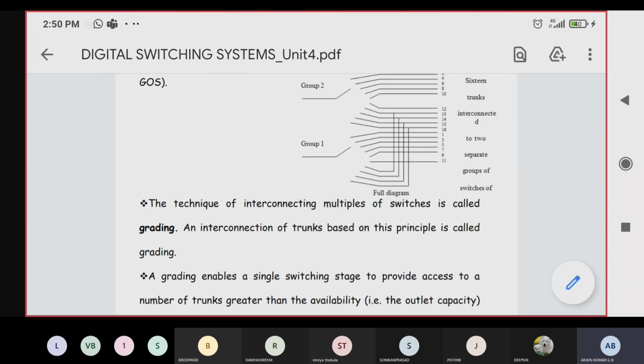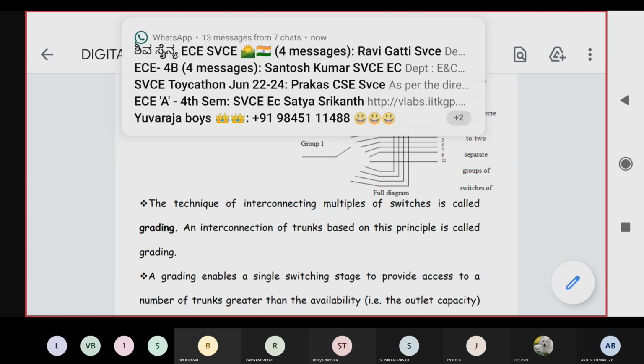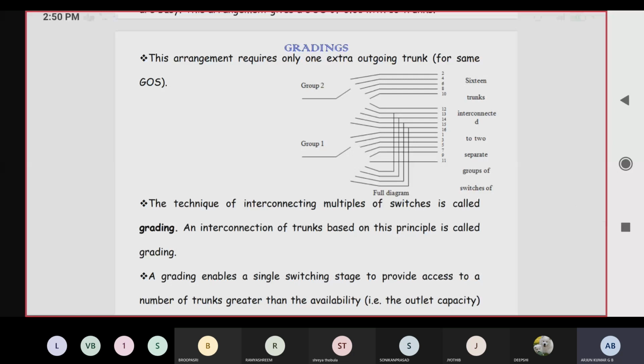And in group 1, 12 customers are connecting, but we have only 10 trunk lines. At a particular time nearly 10 to 12 or 13 customers will be calling us. Then what we do is: 6 will be available for group 1, and another 4 will be available as common, shared between group 1 and group 2.